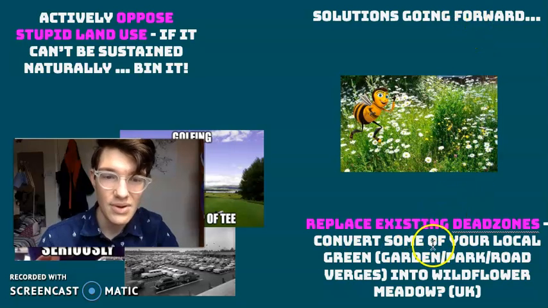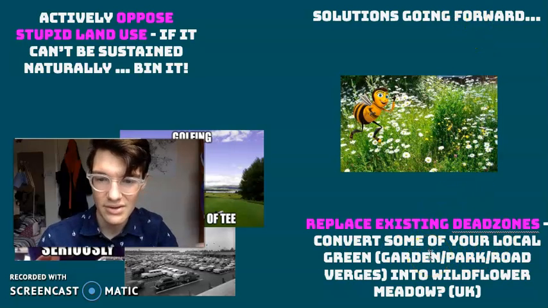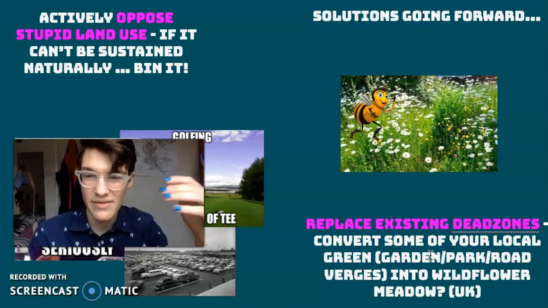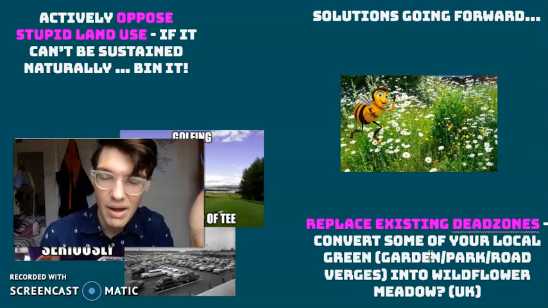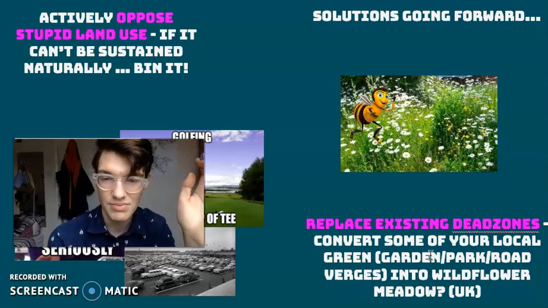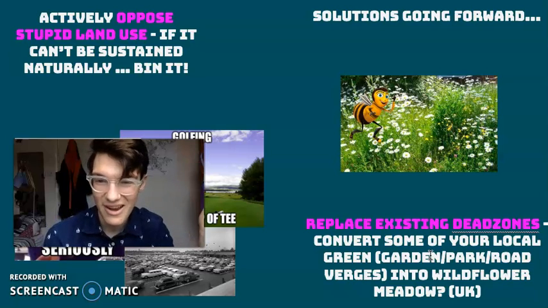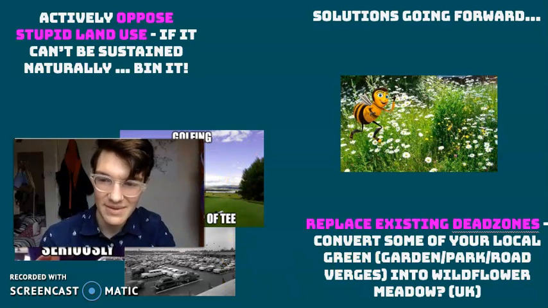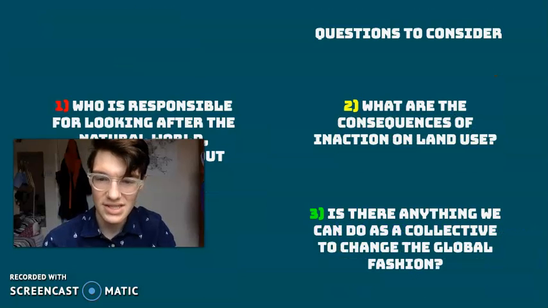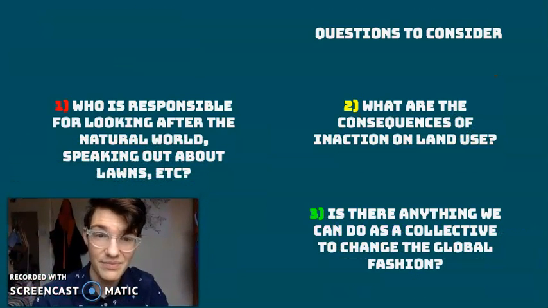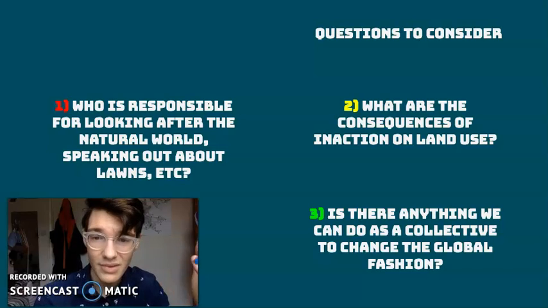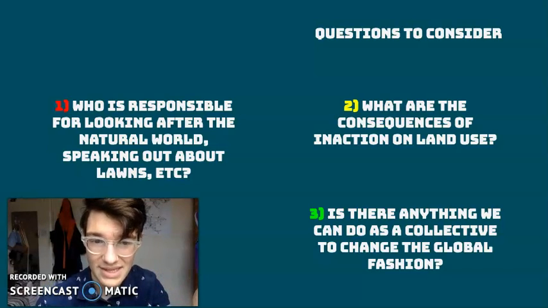And other things are, if you have a local dead zone, so you've got some grass growing in a verge by the side of the road and it's trimmed all the time so that it's just grass, or you have a garden or something, try and convert part of that through petitioning or talking with whoever might control that lawn into maybe turning a part of it into a wildflower meadow, which is one idea that I've seen. So anyway, some questions to take away and have a think about. Who's responsible? What are the consequences? And is there anything we can do collectively?